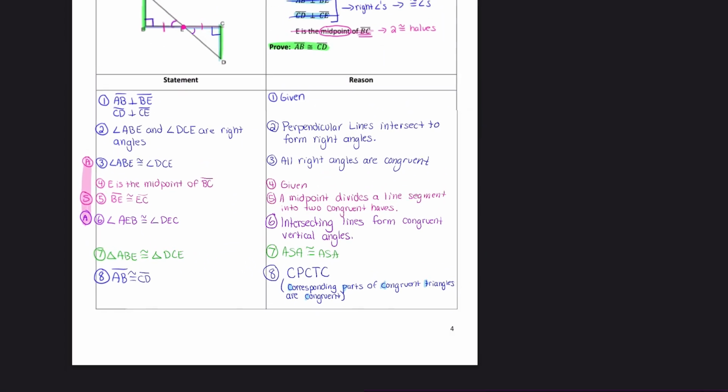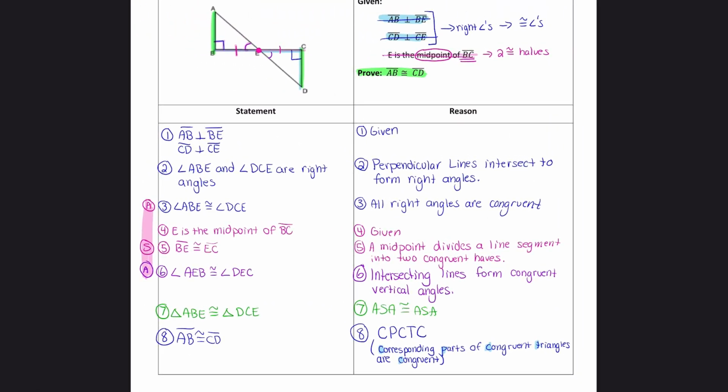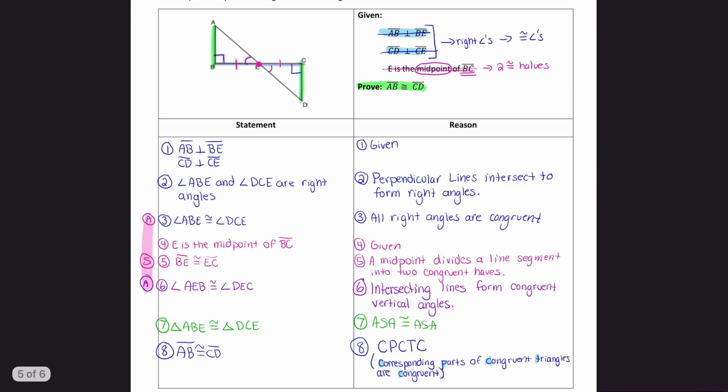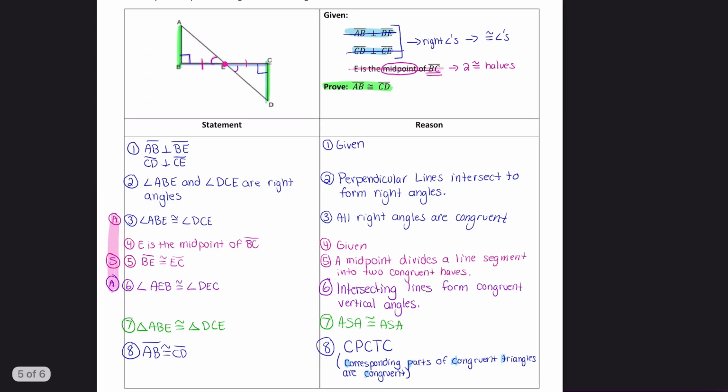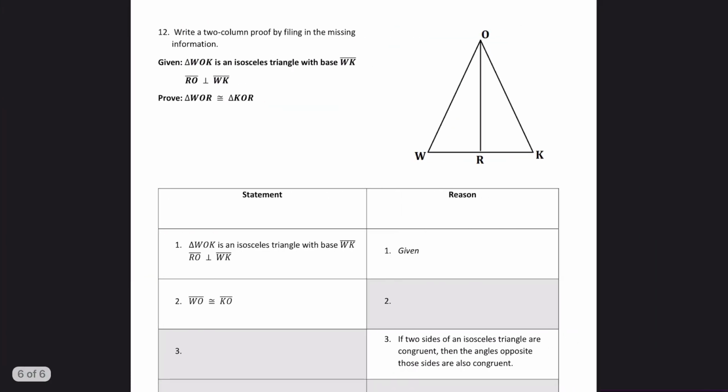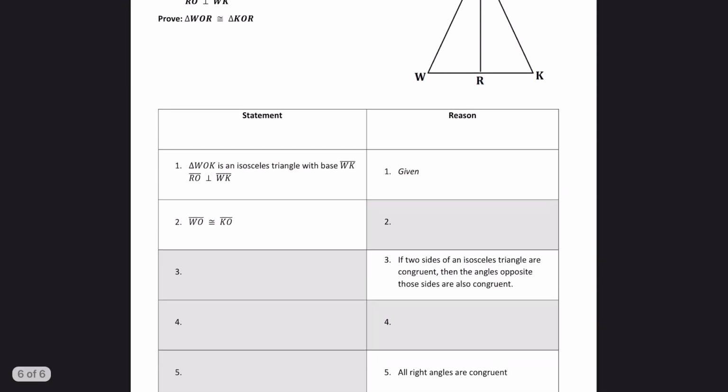Okay, so that's our proof for number 11. It was a good one. It used perpendicular lines. It used midpoint. It made us use vertical angles. I like that one a lot. Nice 8 steps. Okay, and then we're on, I believe, the last question of our review guide, which is another fill-in-the-blank proof.